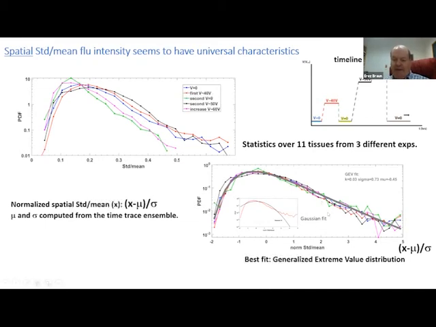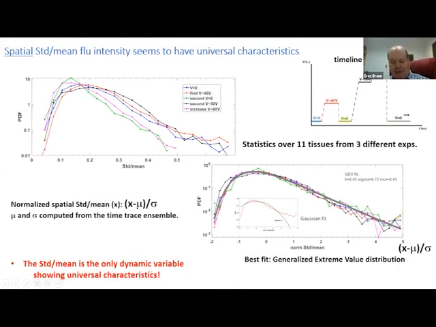And interestingly enough, the best fit to this shape, which deviates, it's not Gaussian as you see here, it's a skewed distribution with an exponential extended tail. The best fit is part of what is called the generalized extreme value distribution. Specifically, this is the Fréchet distribution.